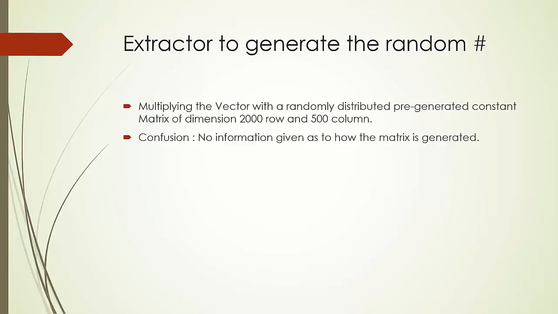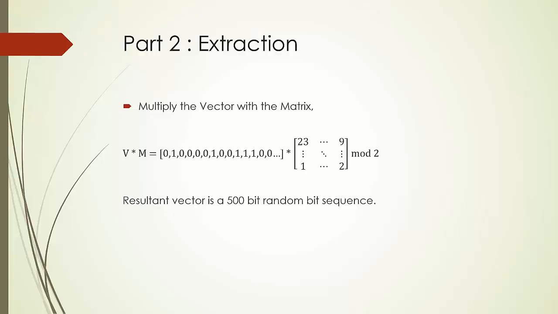That's the end of part 1, and in part 2 we're going to use an extractor to generate a random number from that vector. We'll multiply the vector with a randomly distributed pre-generated constant matrix of dimension 2000 rows and 500 columns. We'll multiply the vector and the matrix, and the result will be mod 2. And finally we'll get a string of 500 bits, and that's the quantum random number.